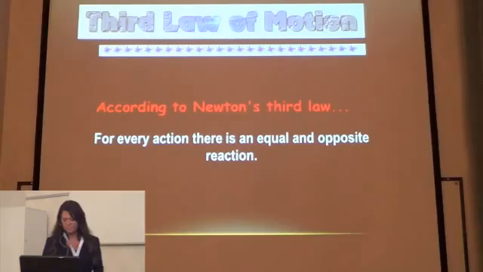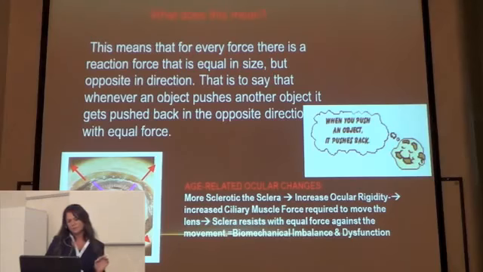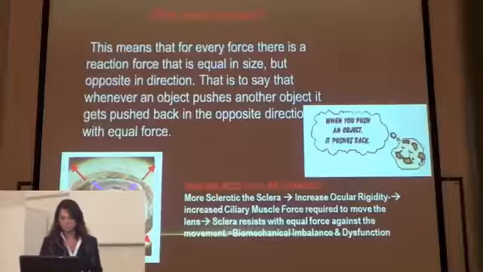For every action, there's an equal and opposite reaction. So, basically, the more sclerotic the sclera, the more dense the lens, the increased ocular rigidity in total will increase the ciliary muscle force required to move the lens. The sclera and the lens resist with equal forces and movement, and this creates a biomechanical imbalance and dysfunction.